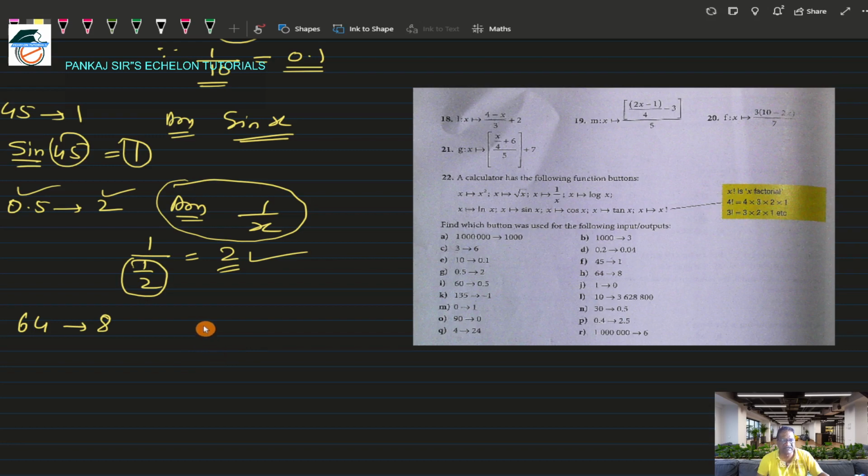H is 64, giving you 8. Now this is a straightforward answer. It's a square root function, square root of x, because when you take the square root of 64, you get the answer as 8. So this is your input, this is your output. The function is square root.